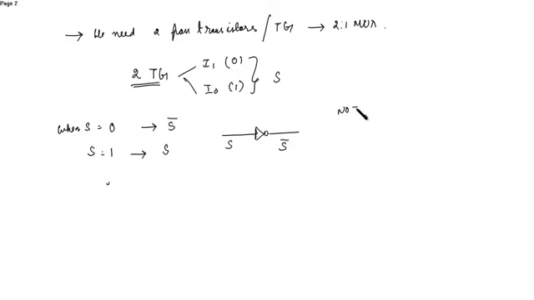In a NOT gate we need one PMOS and one NMOS, and in the two transmission gates we need two PMOS and two NMOS. So now let's see the schematic diagram of a 2:1 mux.